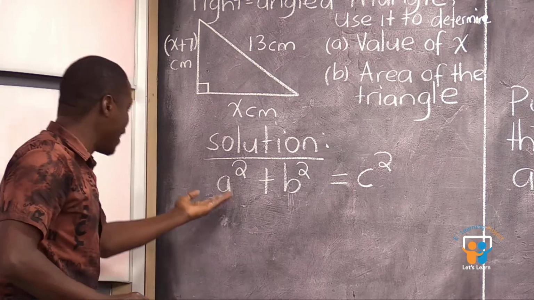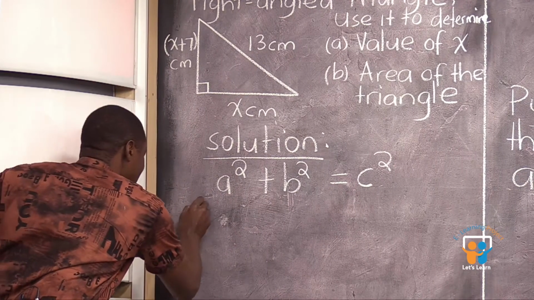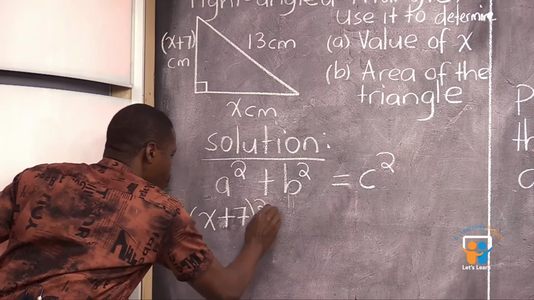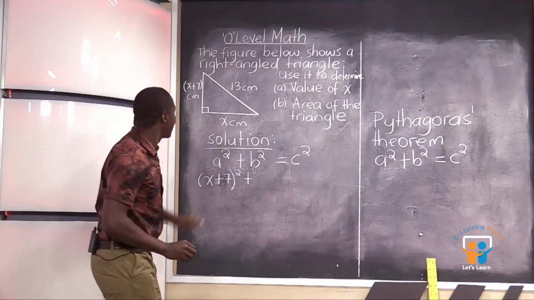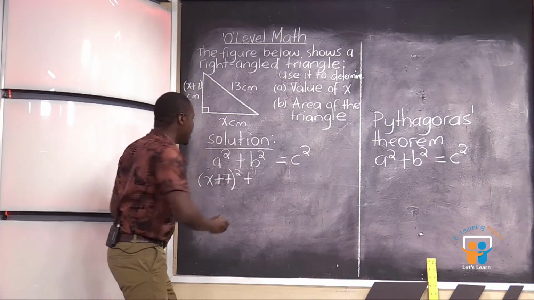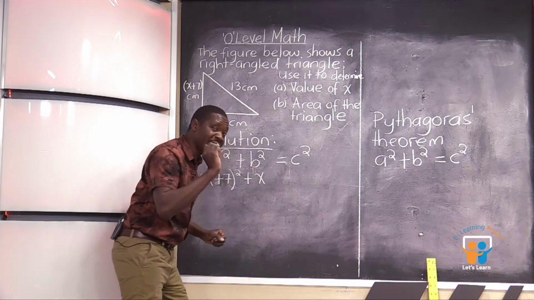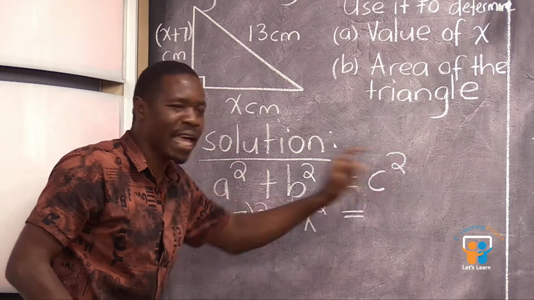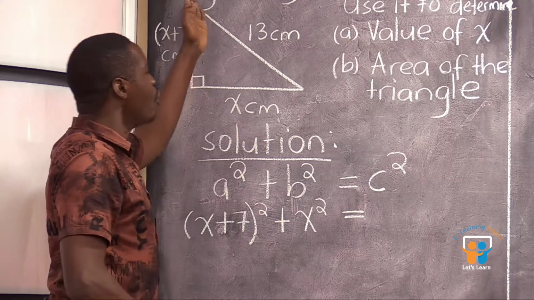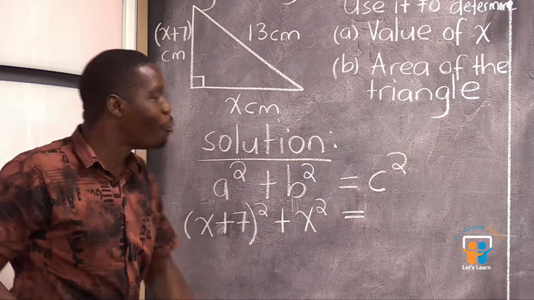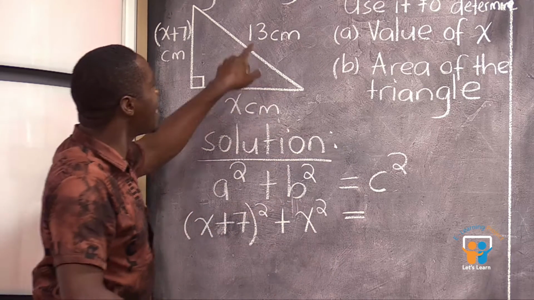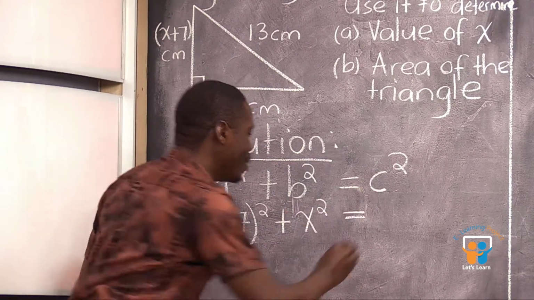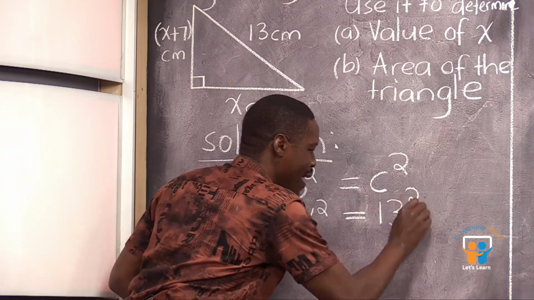Now, what is our a? Remember, it is x plus 7, which is squared, plus our b, which we have said is our x, which is squared, which would equal c squared. But our c is the longest side of the triangle, which is the hypotenuse, which is the 13, but the 13 is squared. Good. So we shall have 13 squared there.